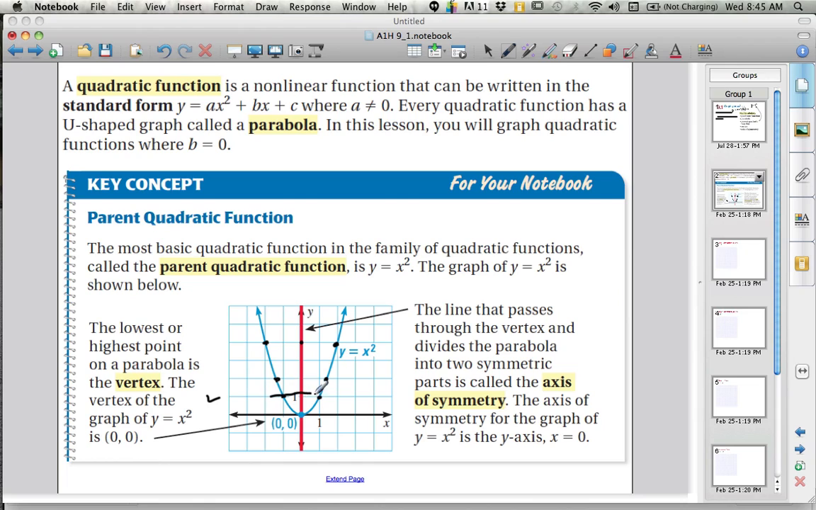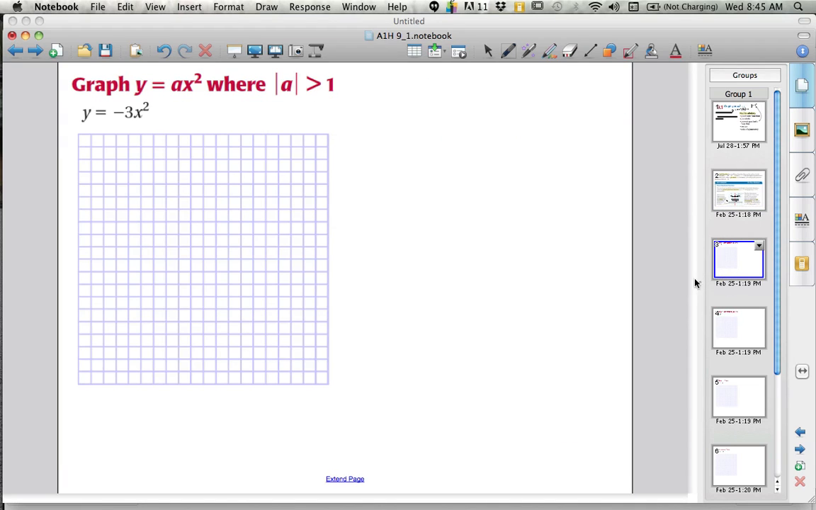So coordinates that have the same y value are the same distance from the axis of symmetry. Okay, and that helps us graph. It helps us cut down the time that it takes us to graph. So let's look at graphing. So I want to graph here this function.